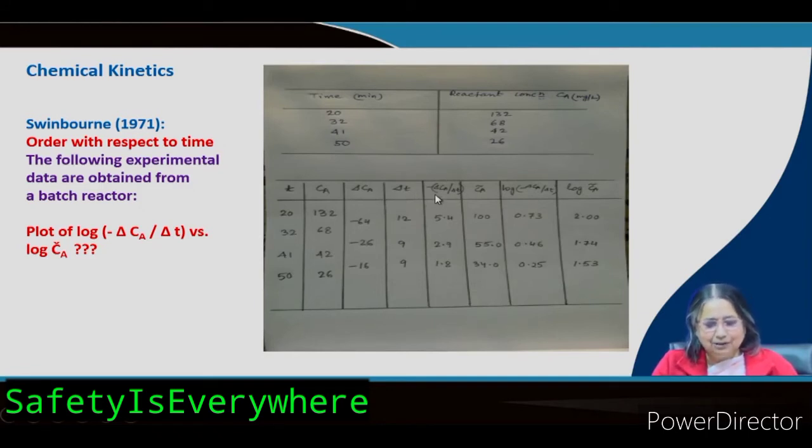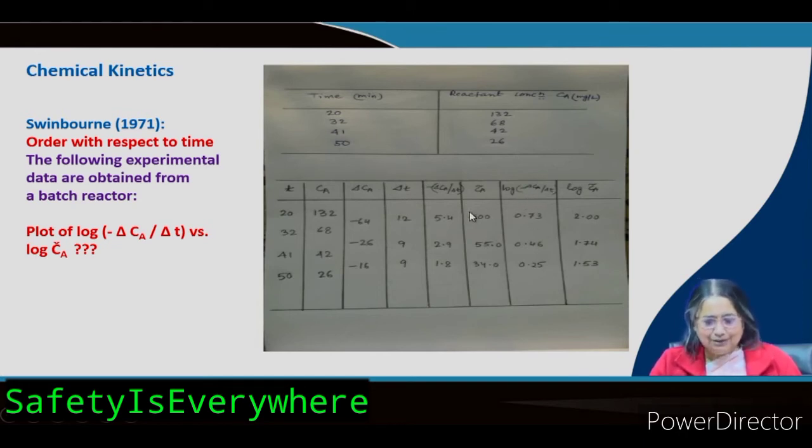Now, you have to calculate delta Ca by delta T. Okay. In this column, you have calculated this value and this is the average. So, what is the average? This one plus this one by 2, this one plus this one by 2, like this. Okay. So, this is the Ca average. Actually, average means midpoint.